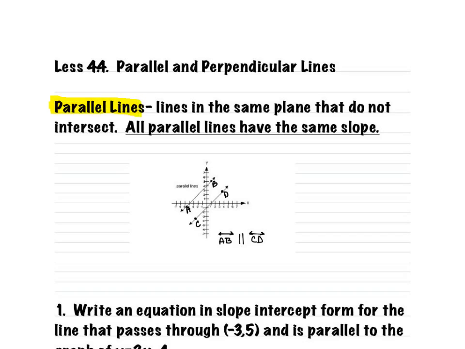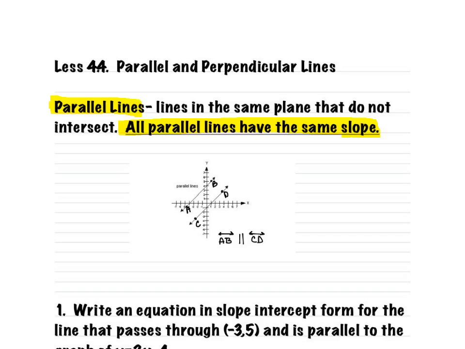Parallel lines are lines in the same plane that do not intersect. Lines in the same plane that do not ever touch. The only reason that two lines would never touch is when they have the same slope, the same incline, the same rise over run. Okay, and there's a picture of two parallel lines.